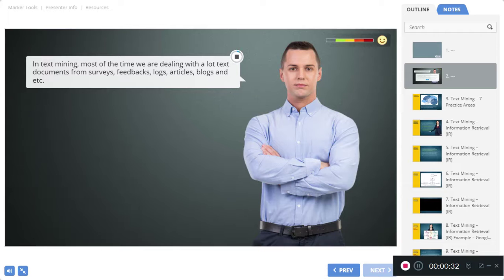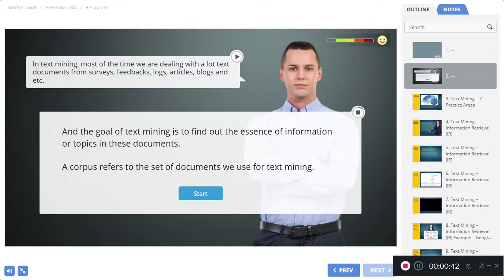In text mining, most of the time we are dealing with a lot of text documents from surveys, feedbacks, logs, articles, blogs and so on. And the goal of text mining is to find out the essence of information or topics in these documents. A corpus refers to the set of documents we used for text mining.